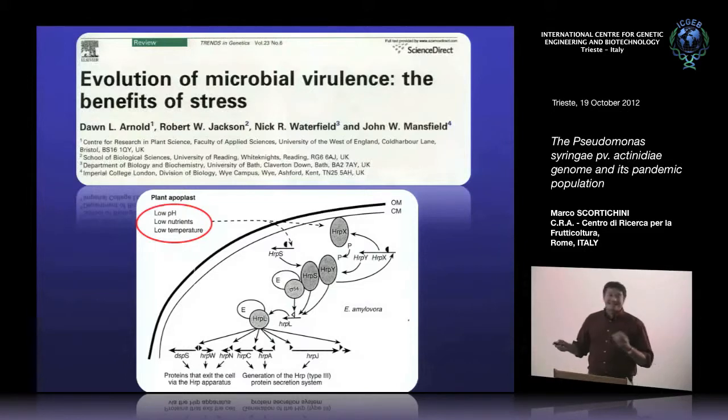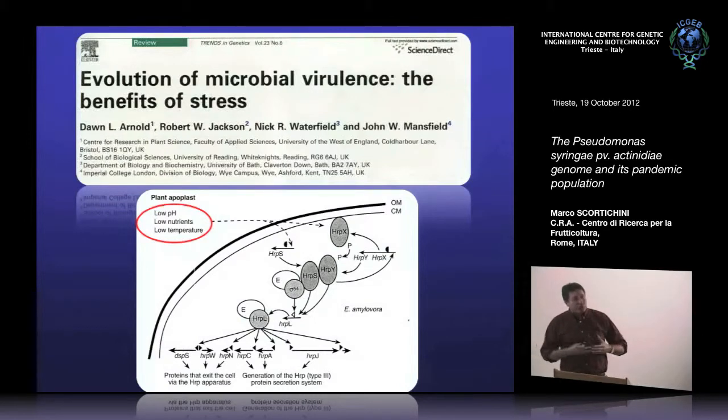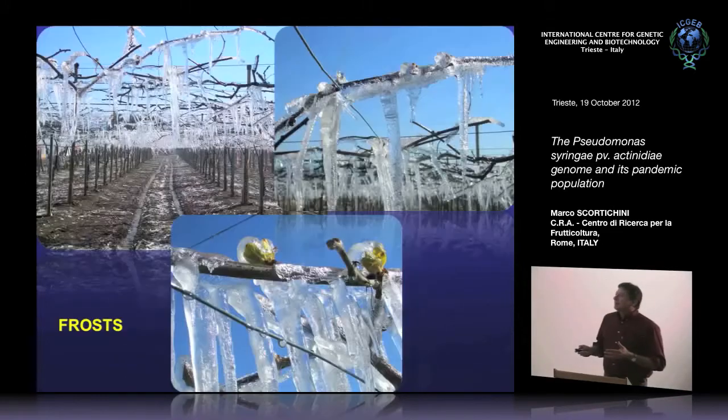So when the apoplast senses these stresses, low pH, low nutrients, low temperature, it can induce in the bacterial cell a cascade of reactions coding for proteins related to the Hrp apparatus and the type 3 protein secretion system. So in case of stress, the bacterial cell starts to produce these effectors. Maybe this is the reason why I'm insisting on this.